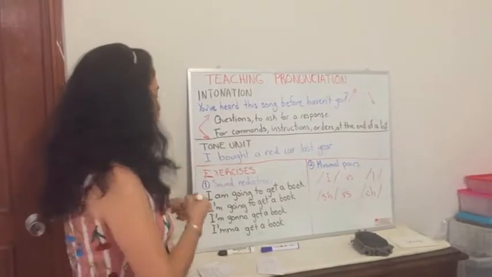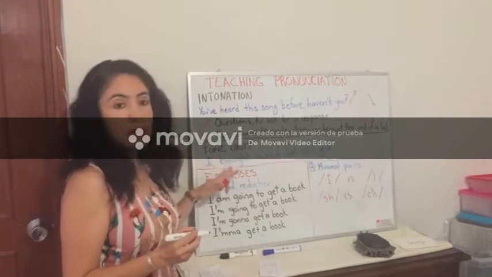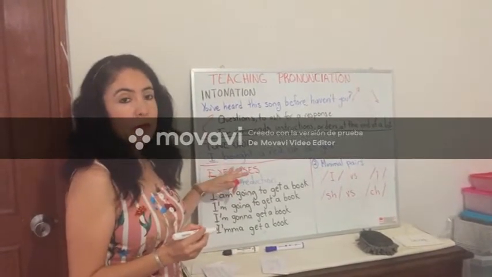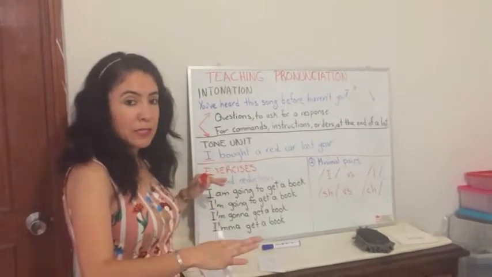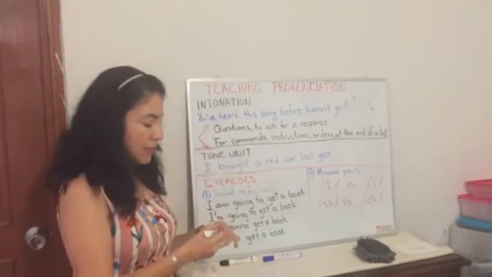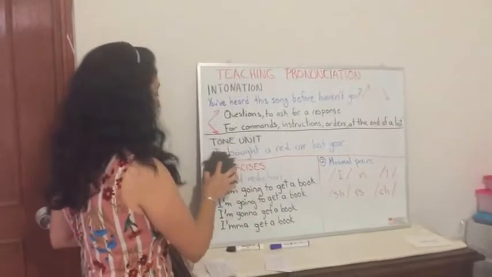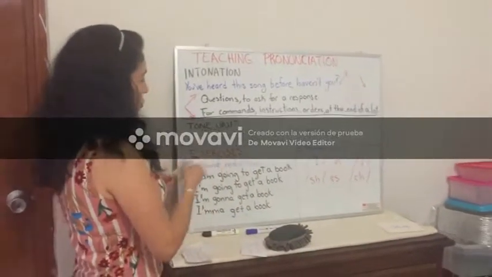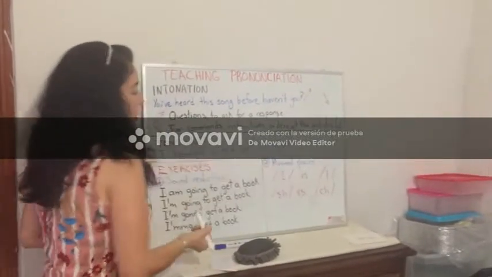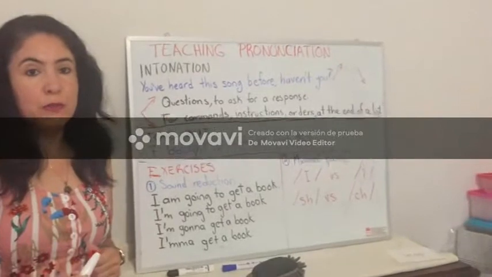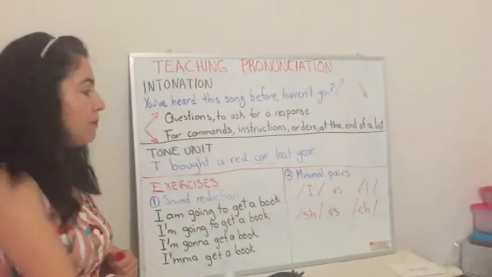Now, for example, if I emphasize "I bought a red car last year," what I am trying to say is that the subject, which is "I," is the most important information I need to carry on to my students. So nobody else bought it, I bought it. Now if I change this to emphasize "I bought a red car last year," what I want people to know is that I bought a car, not a bike, not a truck, not a bus, but a car.